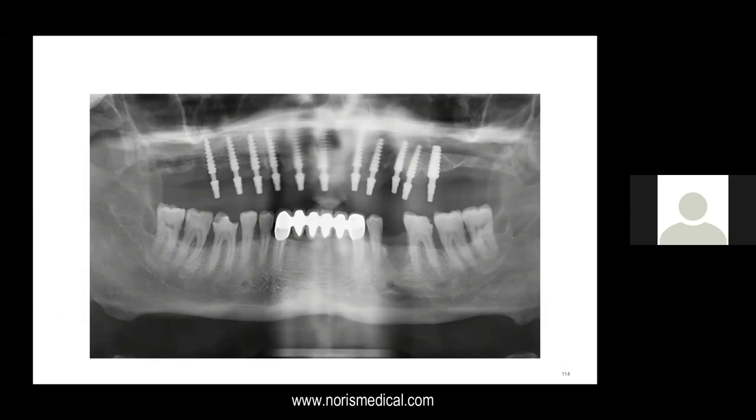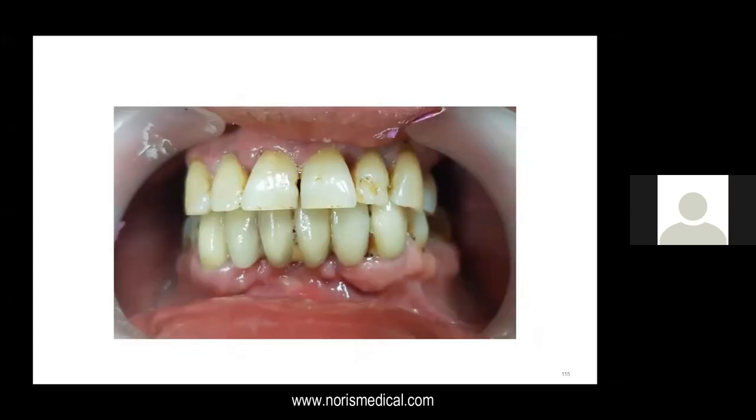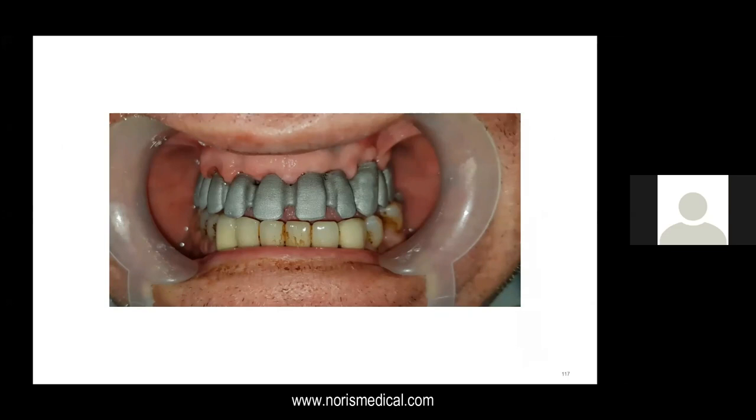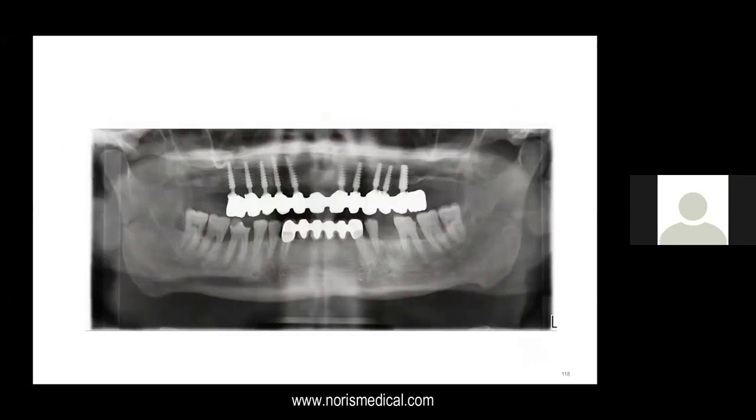I tried to put the implants as parallel as possible. You know that here you don't have to use even parallel pins because you have the abutments, and they are actually serving as parallel pins. So this is how the patient came in, and this is how the temporary bridge looks 2 hours, 2 hours and a half after the procedure. And this is the metal frame, and this is the final result. Again, the important thing is how the work sits on the implant.